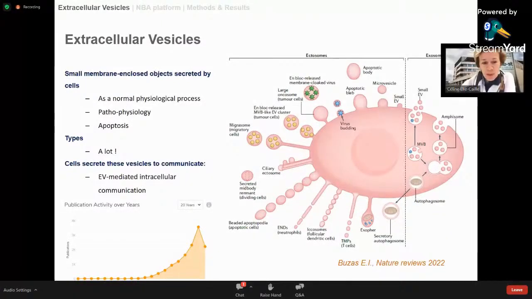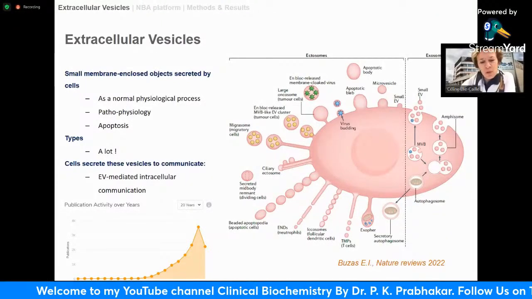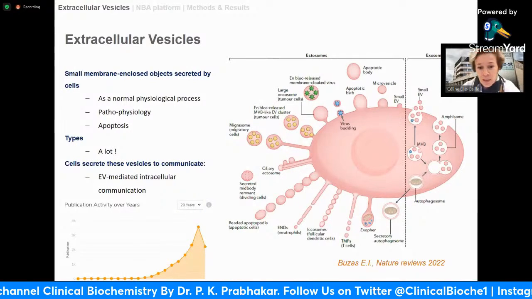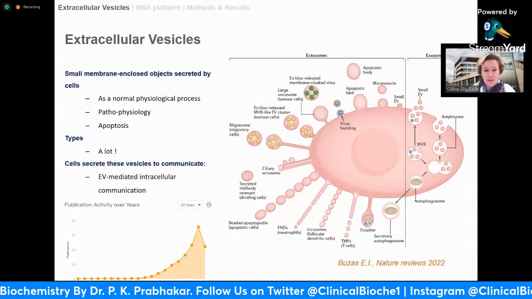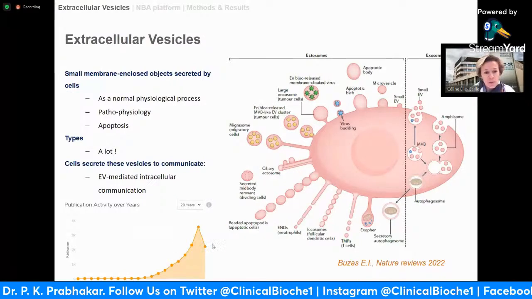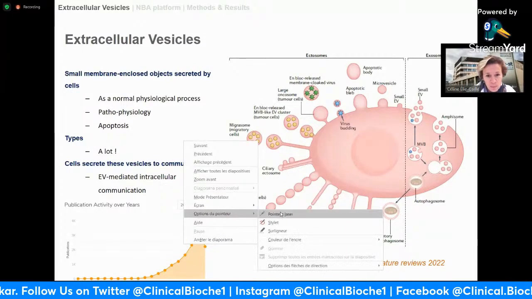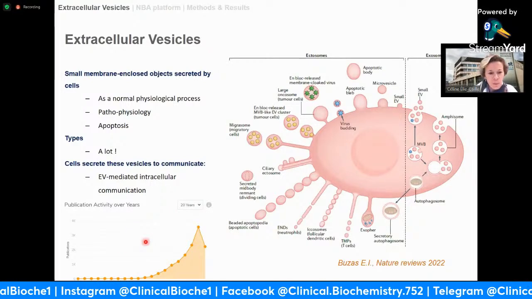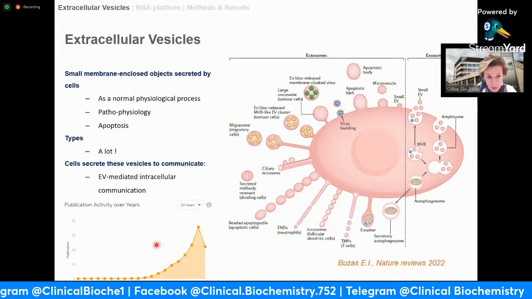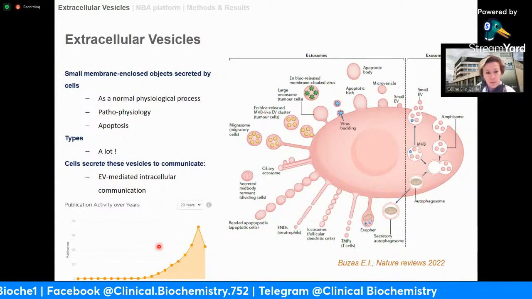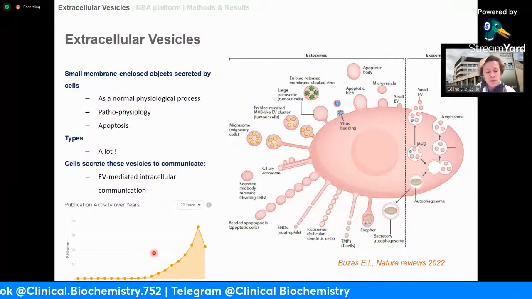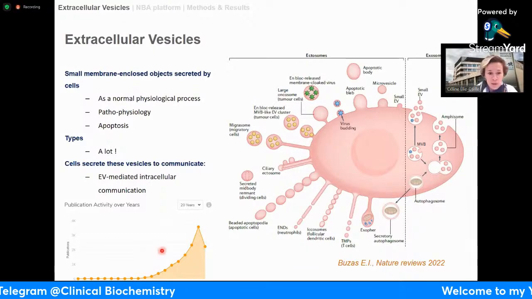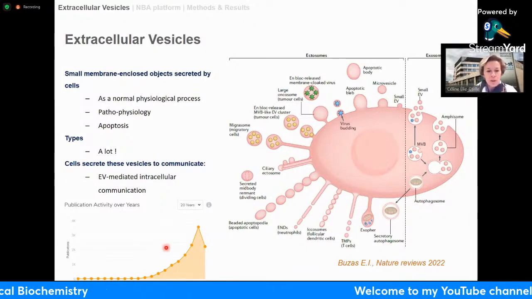Intracellular communication, especially in order to exchange material and to also actuate different cells at a certain distance in the body. So as you saw here, the number of publications has been exploding for 10 years now, starting in 2012, about EV implication in a lot of pathologies and also about EV characterization.